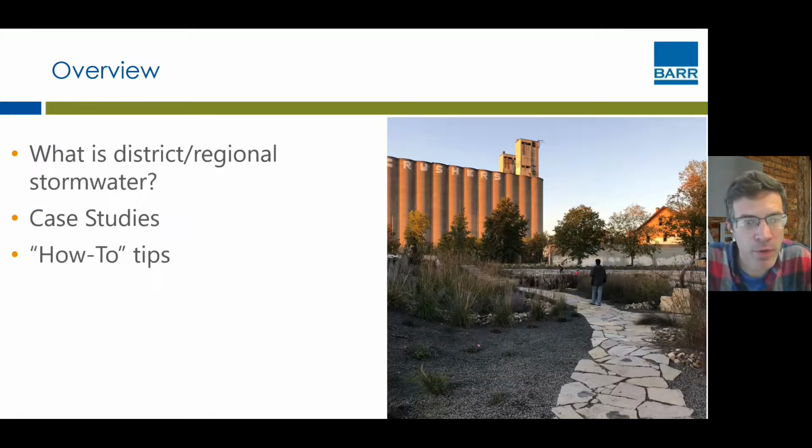I'll give a quick overview of the presentation. First, I'll give a little bit of background on what district or regional stormwater management is. I'll further explain that with a couple of case studies, and then wrap up with a few lessons learned from years of district stormwater management implementation and some how-to tips.